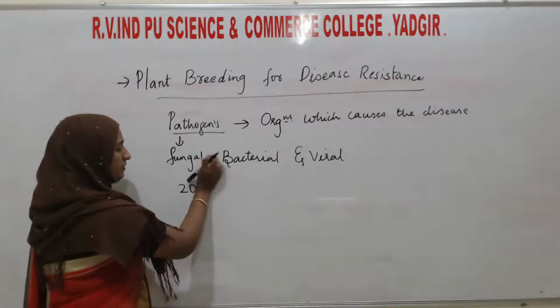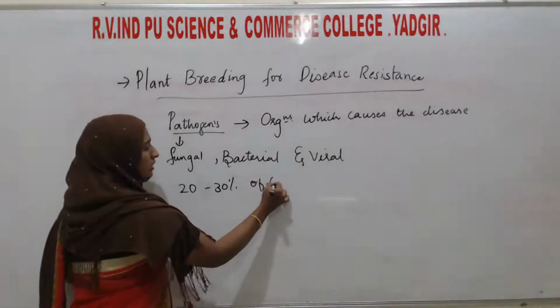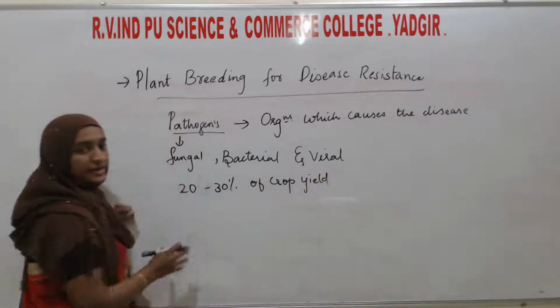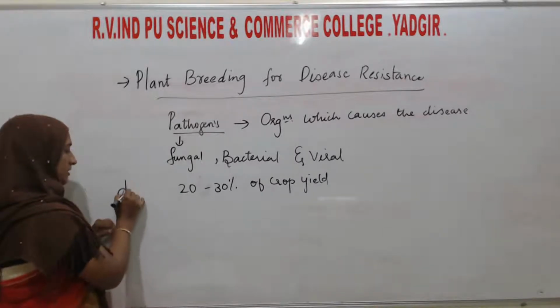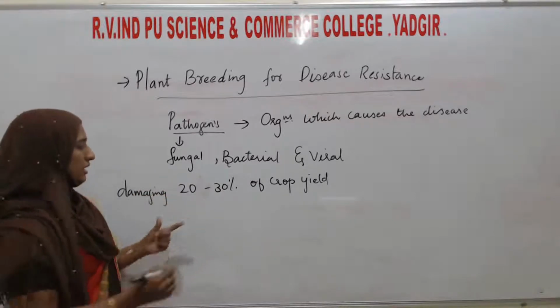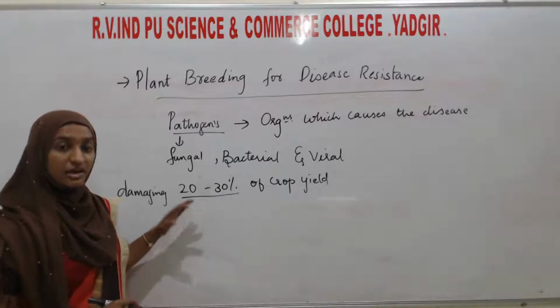It is not only affecting the crops, at some extent it will destroy or damage 20 to 30% of the crop yield. How is it going to affect? By damaging. Damaging of around 20 to 30% of the crop yield sometimes.